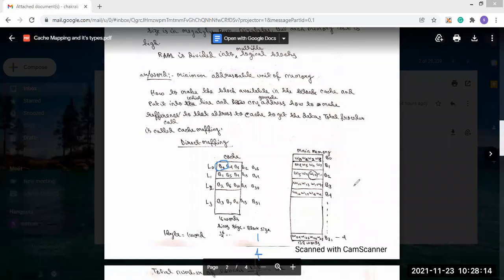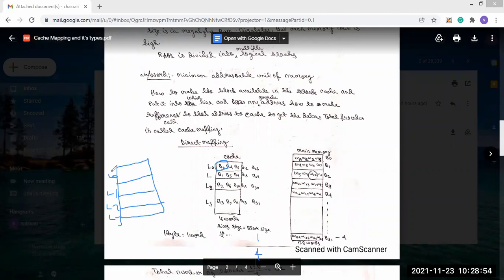Okay, so if block number 1, block number 5, block number 9, block number 13, anything came, then after B0, B4 the next block came. So let's take an example. Let's say this is line number 0, this is line number 1, this is our line number 2, and this is our line number 3.